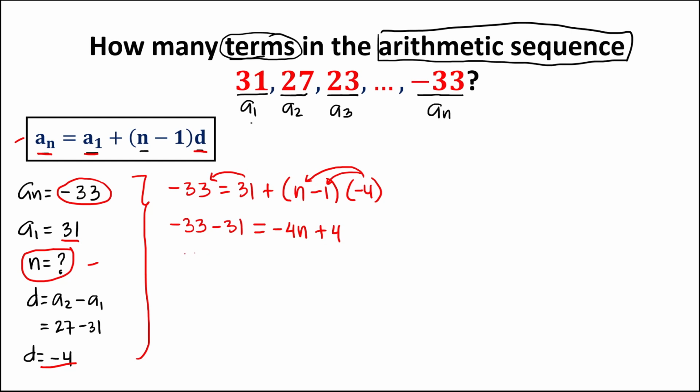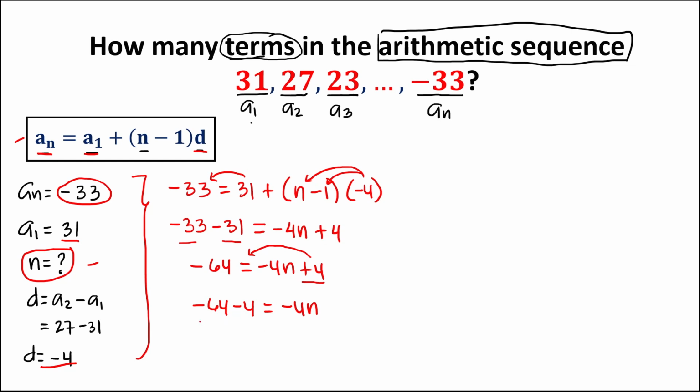Then to simplify, this negative 33 and negative 31, the same sign negative, so you need to add, and this is negative 64, equals negative 4n plus 4. Then we need to transpose this positive 4 to the other side, so this becomes negative 64, and positive 4 becomes negative 4, equals negative 4n.